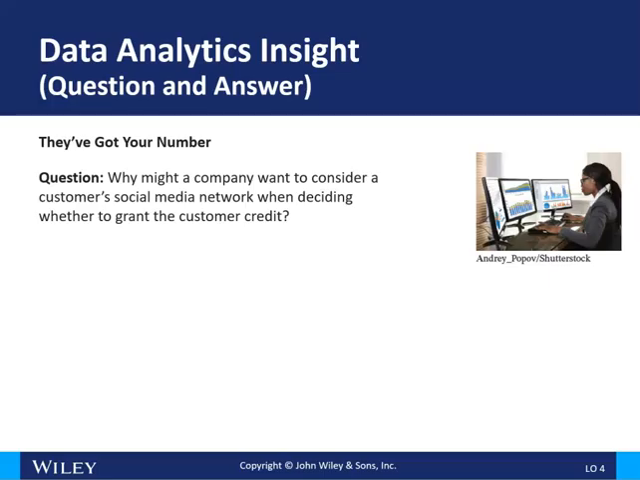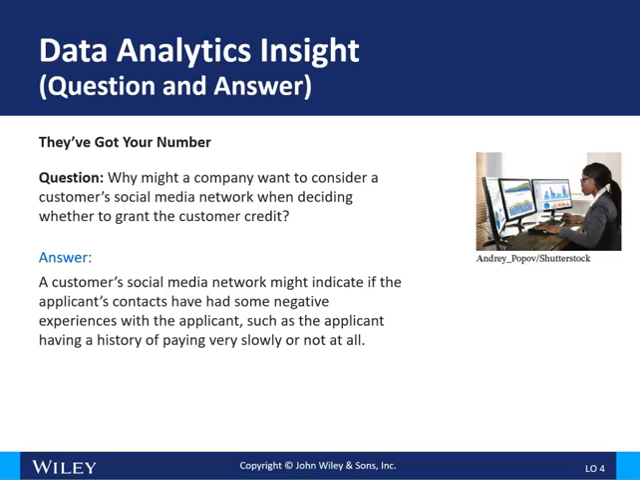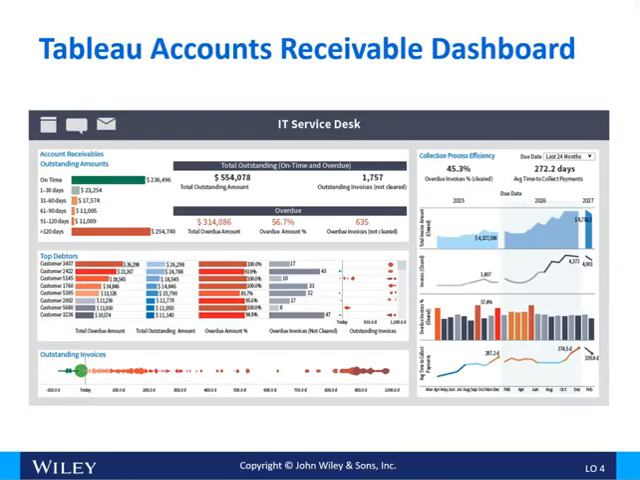Why might a company want to consider a customer's social media network when deciding whether to grant the customer credit? A customer's social media network might indicate if the applicant's contacts have had some negative experiences with the applicant, such as the applicant having a history of paying very slowly or not at all. So again, just another data point, and you're trying to make better decisions with those data points.